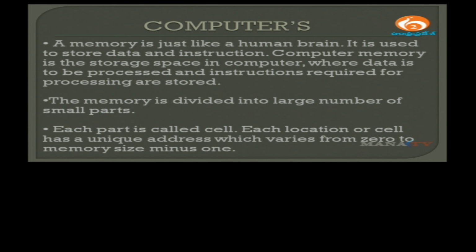Now let me go to the first point once again. A memory is just like a human brain. It is used to store data and instructions. Computer memory is the storage space in a computer where data to be processed and instructions required for processing are stored. So now, what does this mean? When I say computer memory is like a human brain and a storage space in a computer.